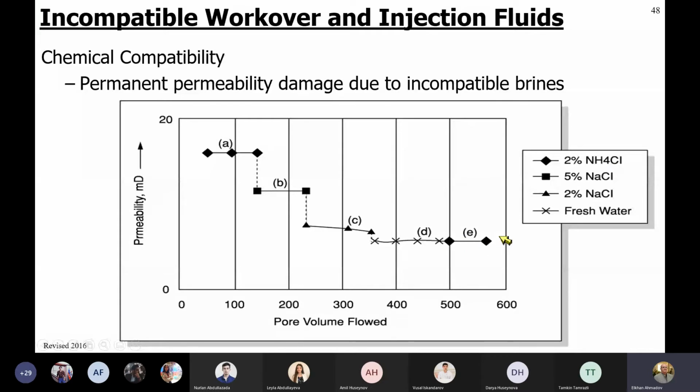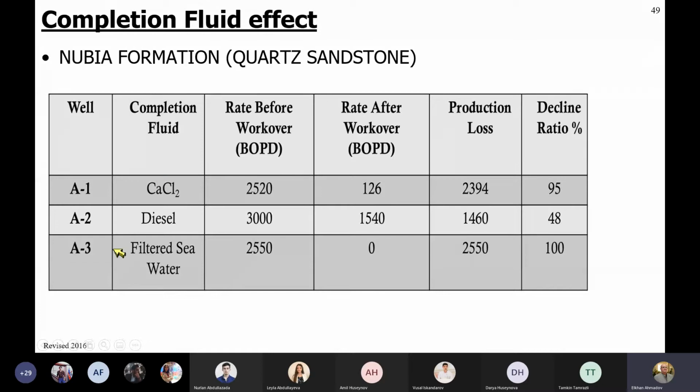This is a field example from African fields. In the Nubia formation, using diesel caused the least production loss, about 48%, whereas filtered seawater caused stoppage of the production, fully damaging the well productivity, and calcium chloride damaged almost 95%. So we lost 2,400 barrels per day of productivity.